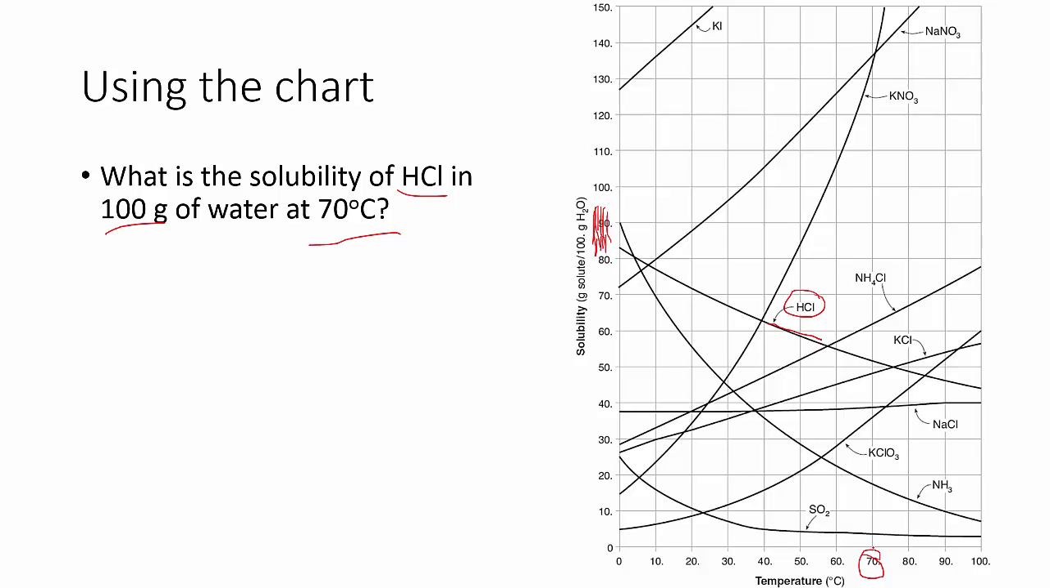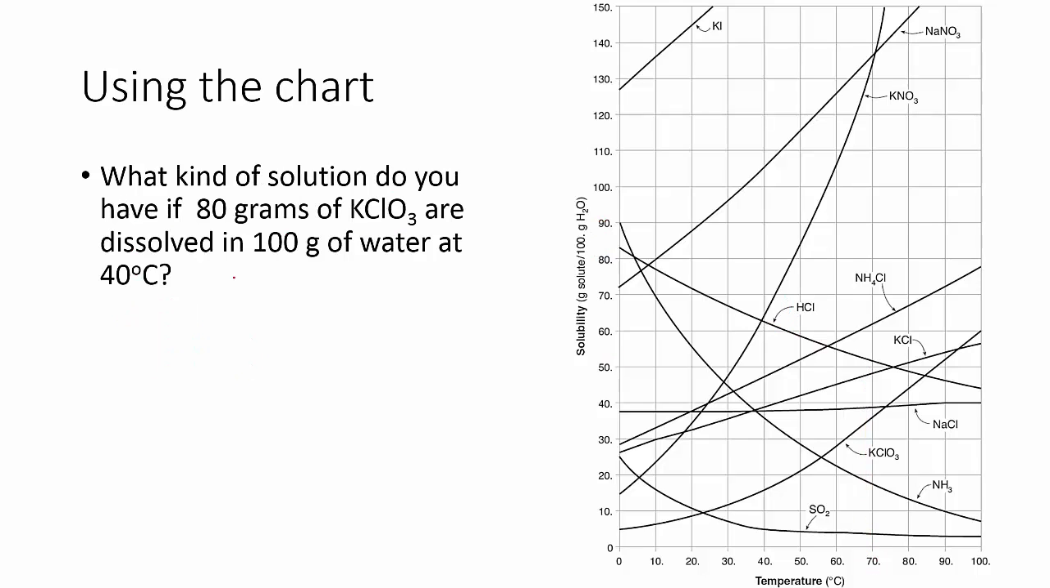So I follow 70 degrees line up. I hit the HCl line right about there. I follow it over, and it's a little more than 50. I'd probably say that's like 52 grams, 51 grams, give or take.